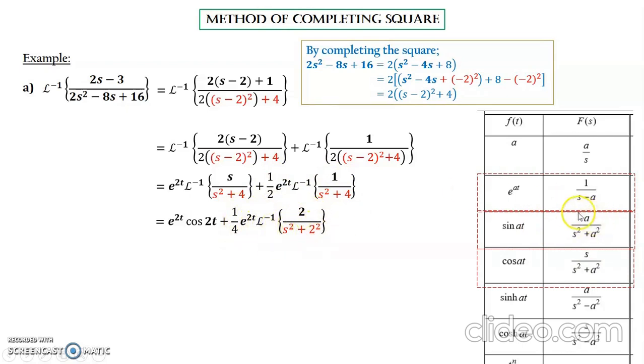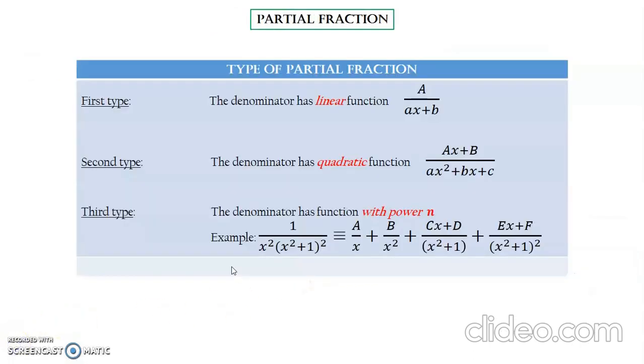Okay, so you dah dapat pattern yang sama. 2 bahagi s kuasa 2 tambah 2 kuasa 2 sama juga dengan sin 2t. So, finally, you punya jawapan, eksponen 2t, cos 2t tambah 1 per 4, eksponen 2t, sin 2t. Okay? Okay, now kita tengok pula kepada method yang terakhir, which is partial fraction.